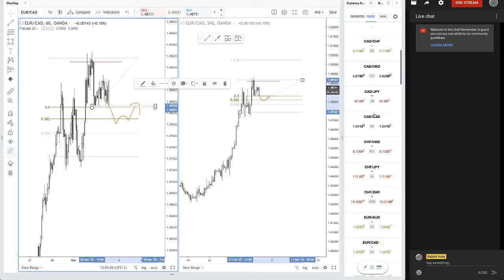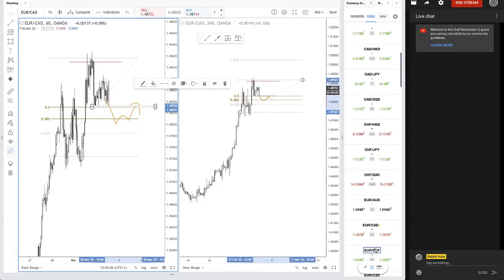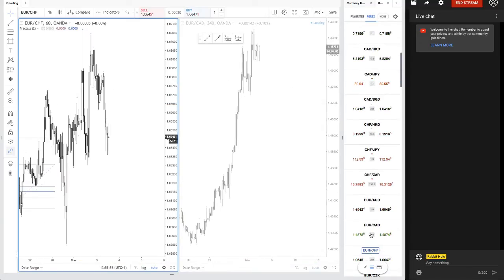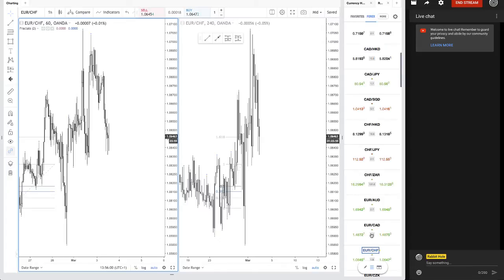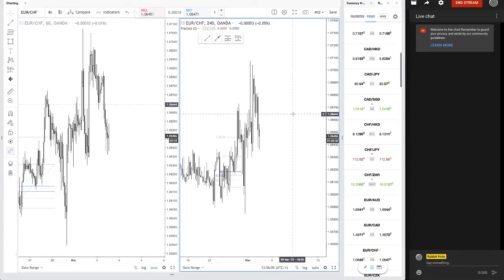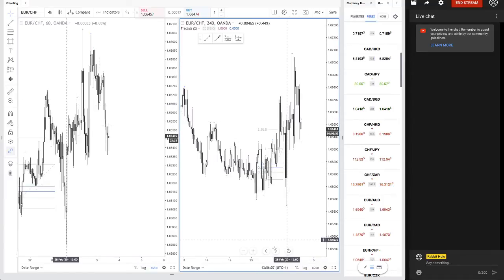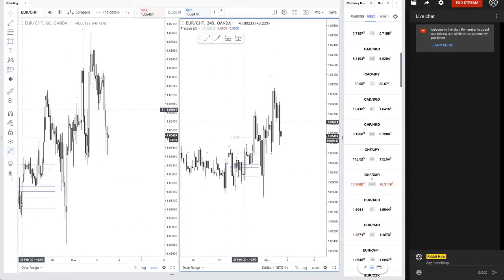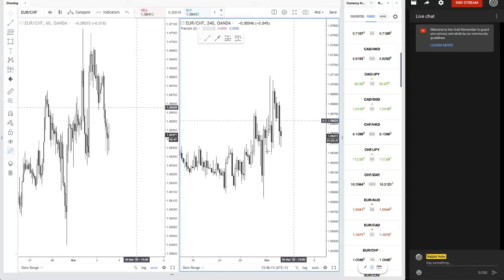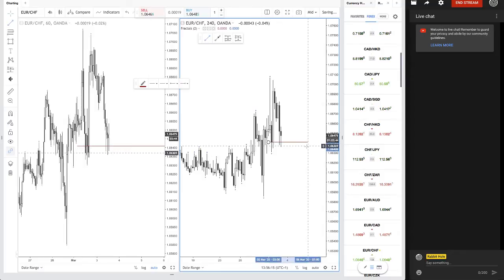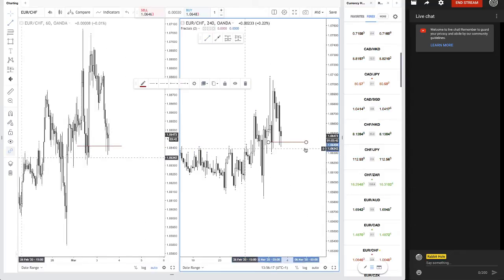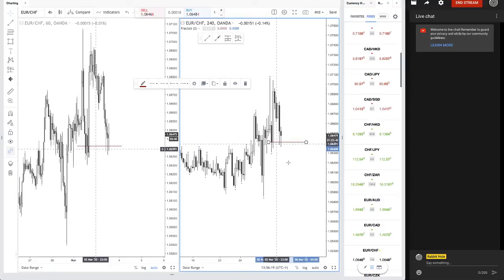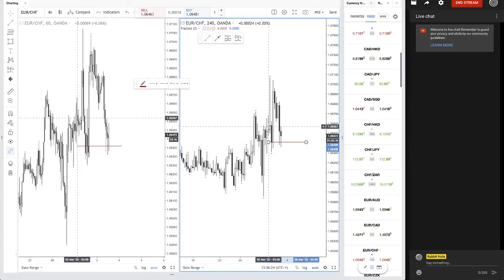What do we have now? We have Euro Swiss franc. Okay. What do we have here? Here is our bearish fractal. The market is very choppy, you can see. And as you can see, it is respecting that area. And here was the bullish one.